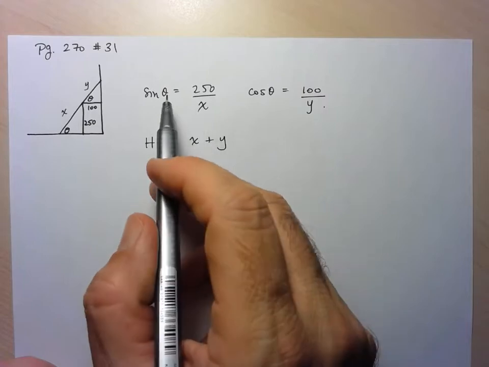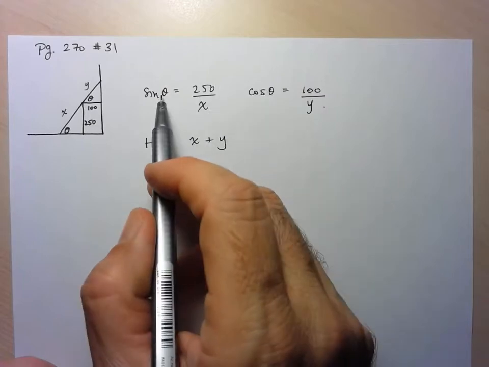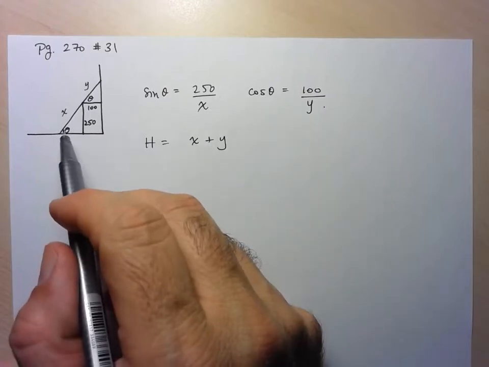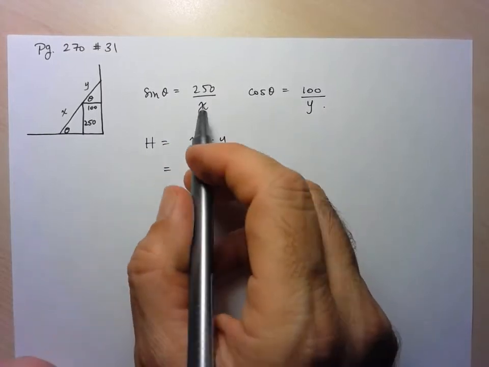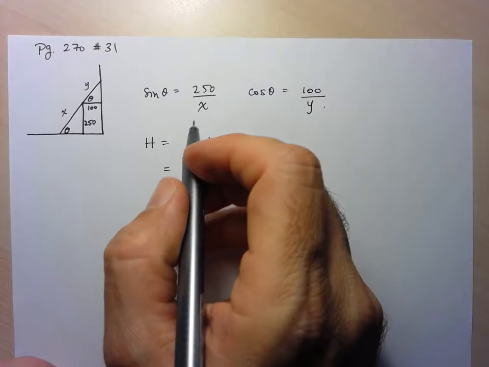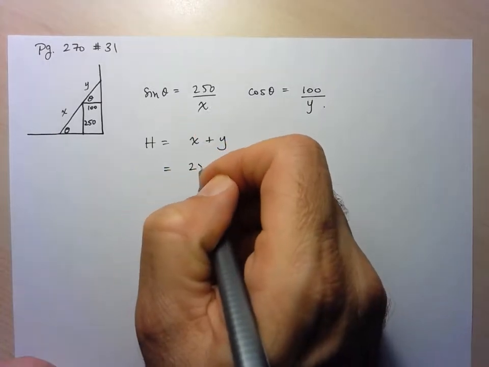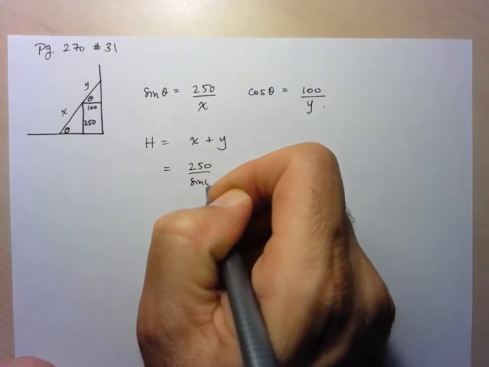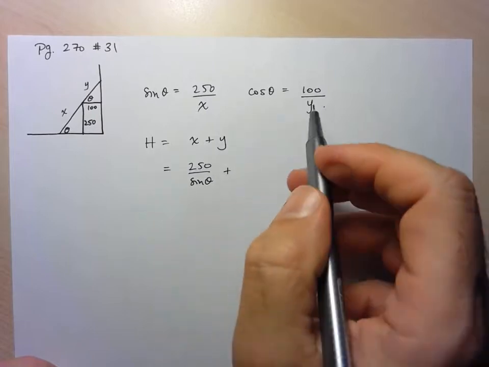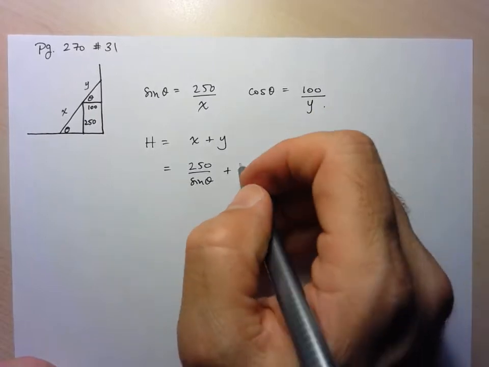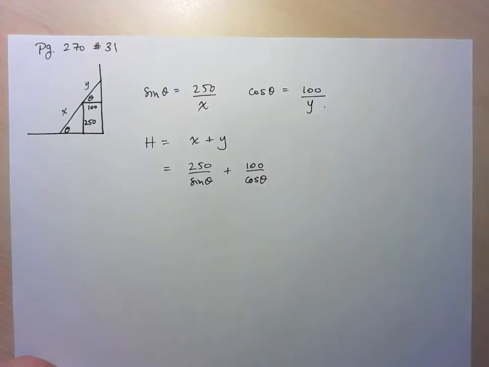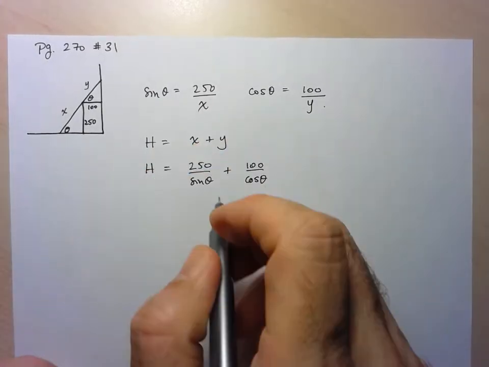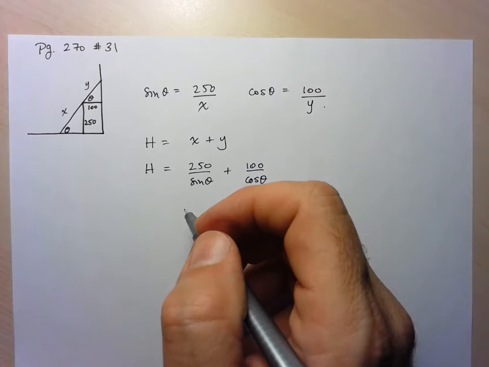Here the height is given in terms of two different variables, so I need to write these in terms of one variable, and that single variable is going to be the angle that the ladder makes with the ground. So we can rewrite height as x, do a bit of rearranging here, so x can just be written as 250 over sine theta, plus y, again do some rearranging, 100 over cos theta. So this is the model that I was looking for.